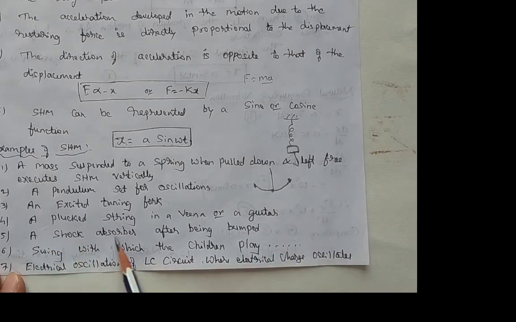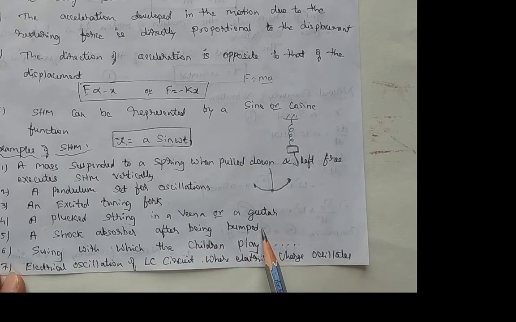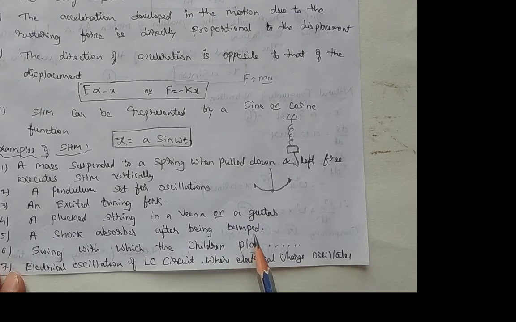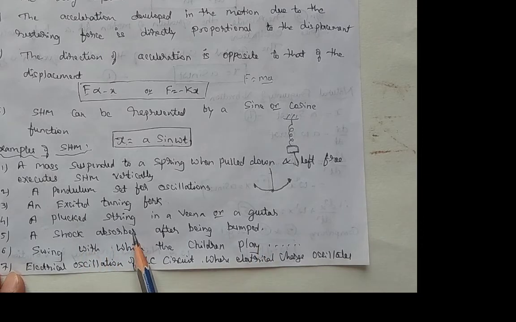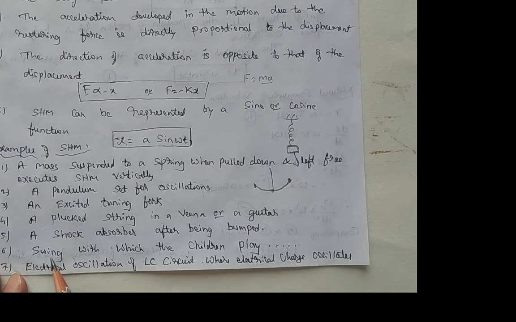The next one is a shock absorber after being bumped. In almost all vehicles we use shock absorbers. Whenever humps or bumps come, we want to reduce the impact, so we use the shock absorber. Next, the swing with which children play in the garden. Whenever they are oscillating on the swing, that is also an example.